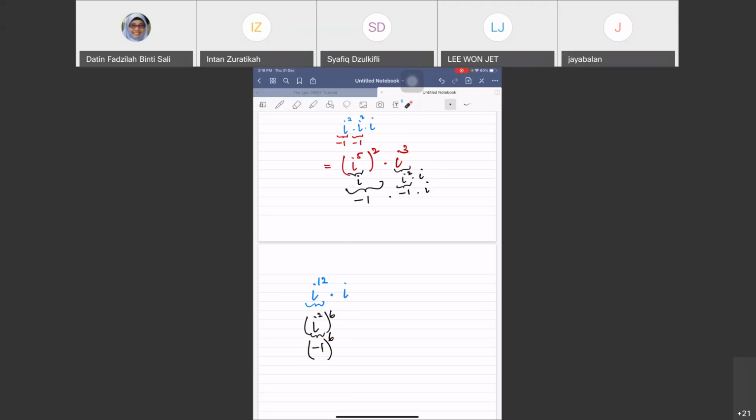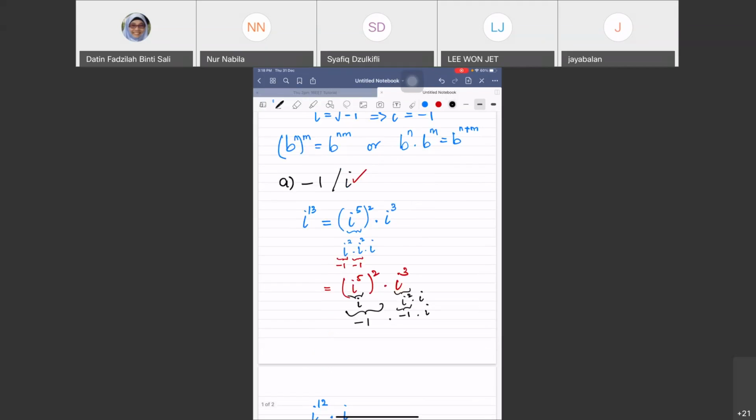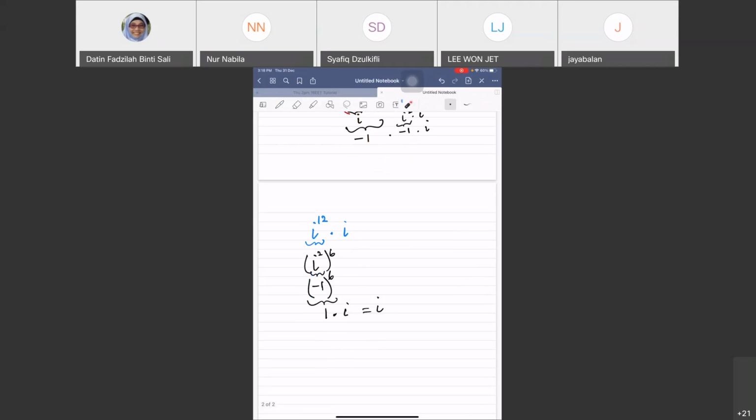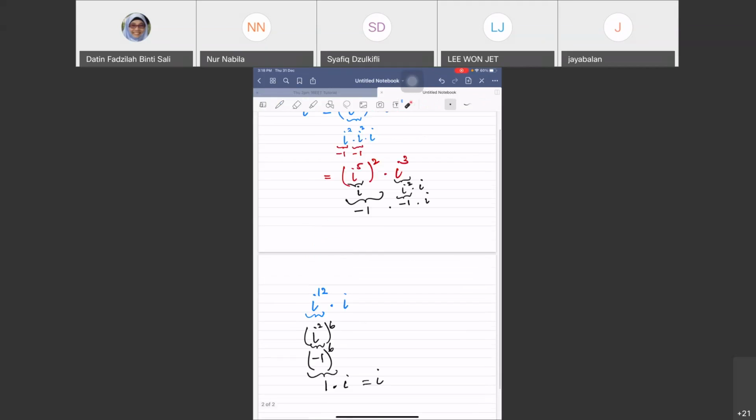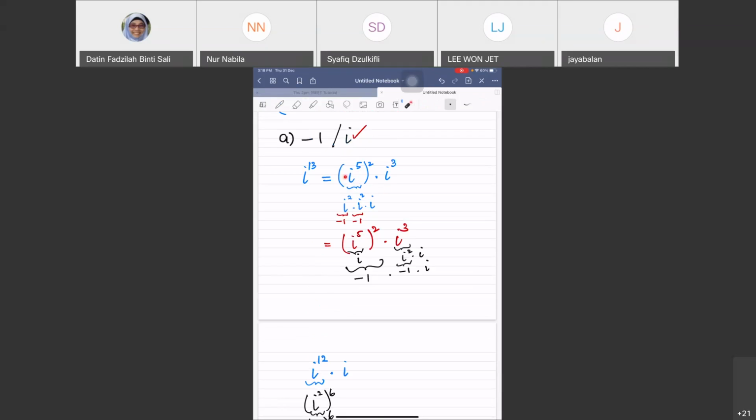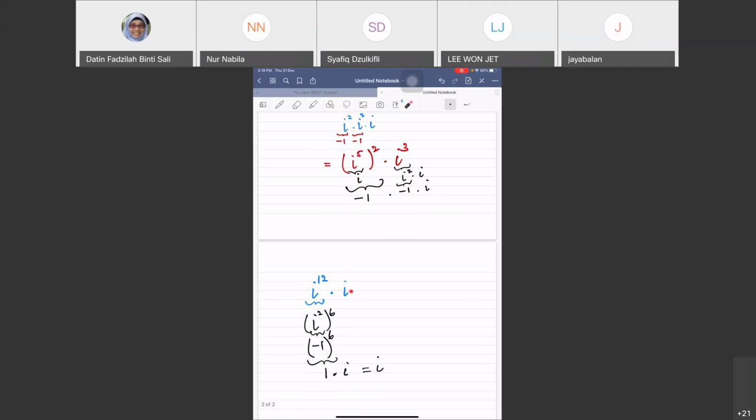So what do you get? Negative 1 to power 6. This power is even number. What do you get? Is it positive or negative? Positive 1. Yes, so you got positive 1. Then you times i, you get i, so 1 times i is i. So that's why the answer is actually i. So you can actually do it differently. Like just now, maybe I'm looking at it like this, but you can do like this also. It's just that you need to find out. So you still get the same answer.